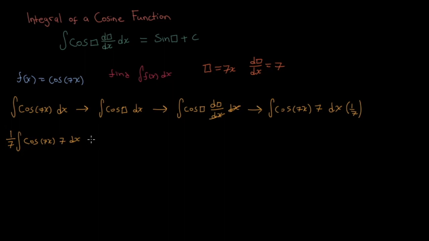So what we can do now is this equals 1 over 7 times sine of whatever is in this box, plus c. So sine 7x, 1 over 7 sine 7x plus c. And that is our answer.